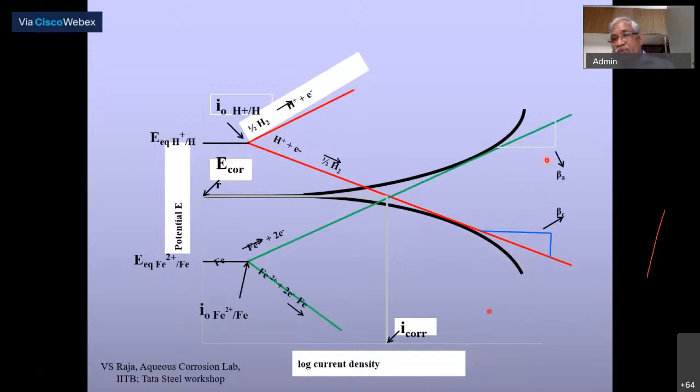So you have Tafel slopes, anodic and cathodic. These are typical Evans diagrams you see here. Of course, I don't think you can really measure this at all. It's not possible to measure this. Only for the sake of completion I have drawn this, but it is not possible for you to get these values in typical polarization curves.